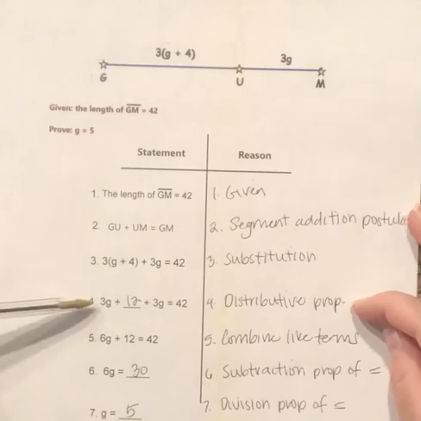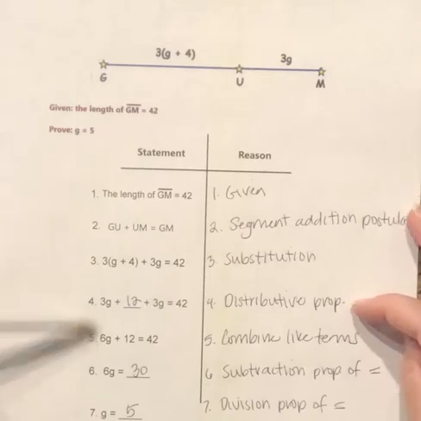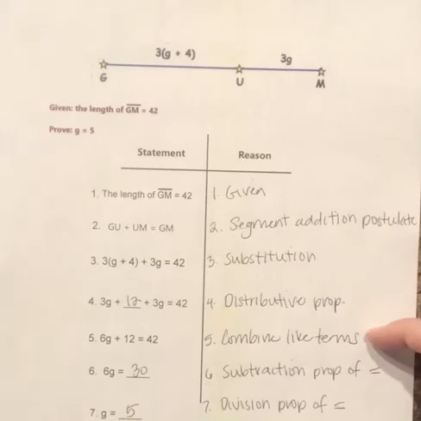So now I'm trying to get from this line to this line. I have 6g plus 12 equals 42. Well, what did I actually do to get from this line to this line? Or why can I say 6g plus 12 equals 42? Because I combine like terms. Then where did I go from here? Well, now I have 6g equals 30.